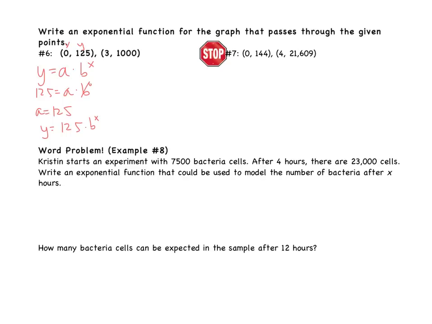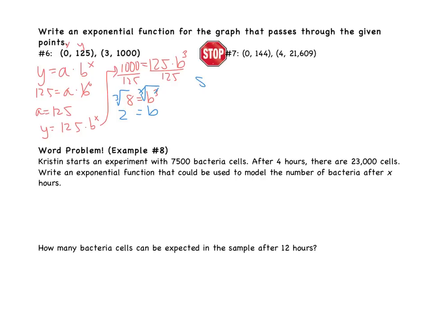Now that's where that second point comes in. That second point is to help us find what b is. So if I substitute that point in, I get 1,000 equals 125 times b to the third. Now, let's divide by 125. And I get 8 equals b to the third. Now, how do I get rid of that third power? Well, I'm going to take a cube root. Okay, so cube root and third cancel out, so I get b equals the cube root of 8, which is 2.